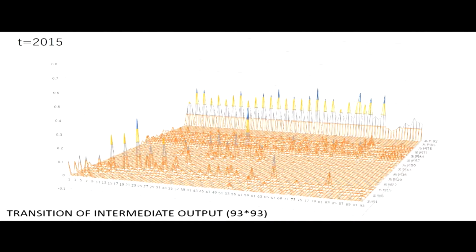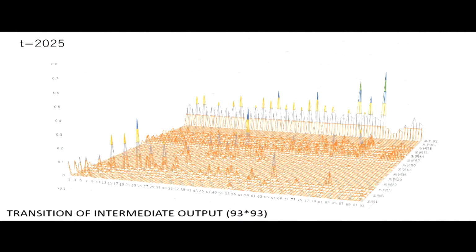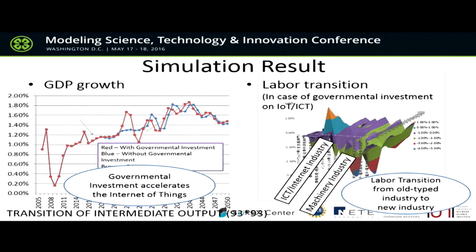Now we could see the transition to 2050. Now it works, and we could see the transition from the old-fashioned industry to the newly formed ICT-based industry. We could see the transition by the transition of the intermediate output. So this kind of simulation result, we could see the government's investment accelerating Internet of Things, and we could see the rapid transition from the old machinery industry to the newly formed ICT, Internet, IoT industry.